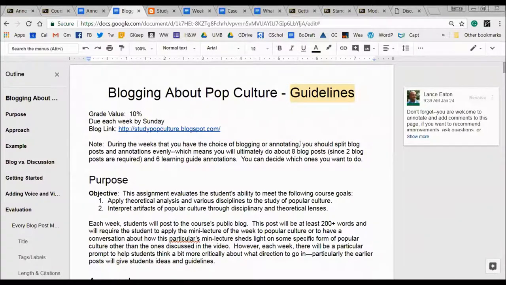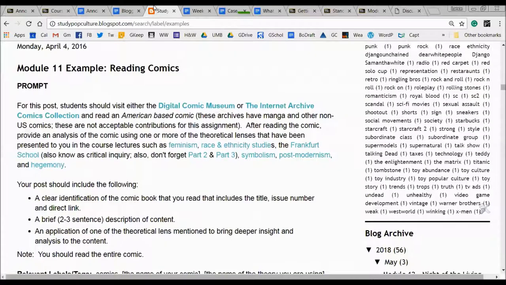As I mentioned, they have the option of blogging. And so we actually have created a blog, and it's been running for a couple of years now. And you can see here's one of the prompts that I've put up. So the idea is, for each module, there's a particular prompt they should be responding to.